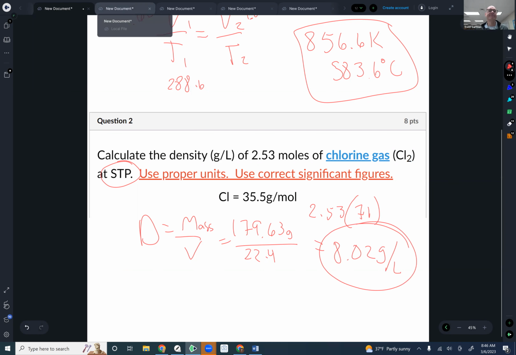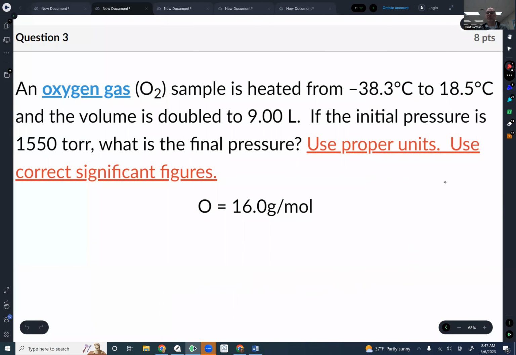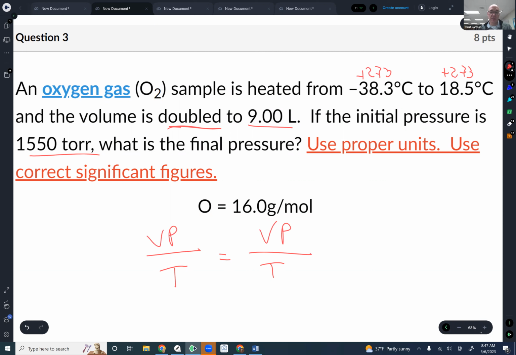Moving on. Number 3. In this one, we are given, let me move my talking head out of the way. We've got 2 temperatures. So that automatically tells us that we're not dealing with the ideal gas law. We've got 2 different sets of temperatures. Temperatures always go on bottom, and we must add 273 to both of these values. We've got a volume and we have a pressure. What is the final? But it's doubled. So that's the key here with the volume, that it's doubled to 9. So that means it was at 4.5. We have an initial pressure of 1550. So we're looking for the final pressure.